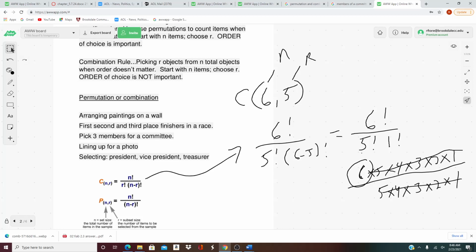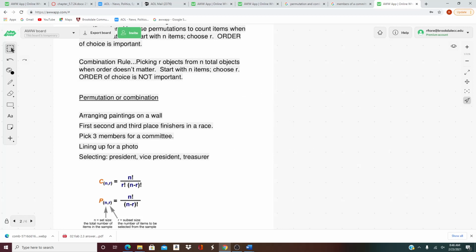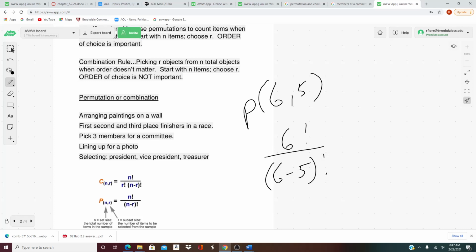Let's take a look now and see what would happen if we did the same problem, except for instead of doing a combination, we're going to switch it to a permutation. Here, order is going to matter. I'm going to start out with 6 factorial on top, and then I'm going to end up with 6 minus 5 factorial on the bottom.